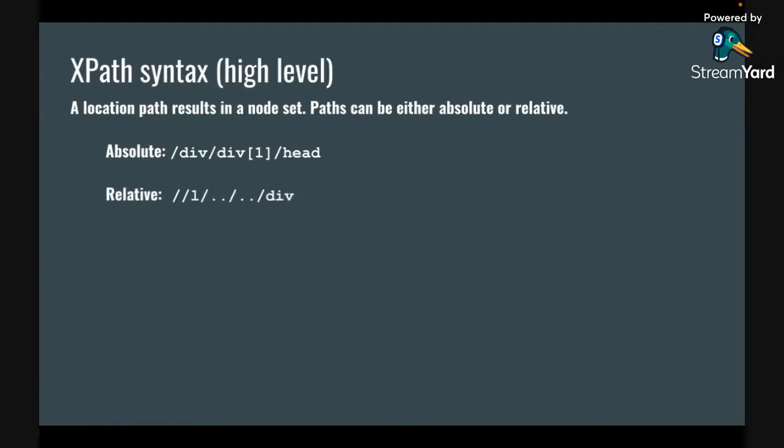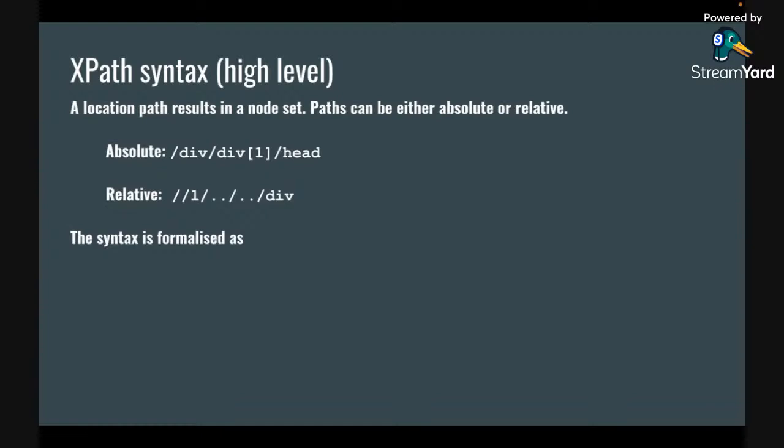Now, a relative path uses the double slash, and the double slash says take me to any element anywhere in the document. And in this case, we just have an example where we're taking you to any L element. So double slash L says take me to any L element. And then the single slashes followed by the two dots says now go up in the tree from the L element until we reach div.